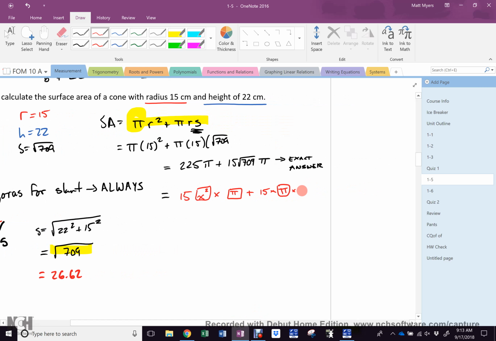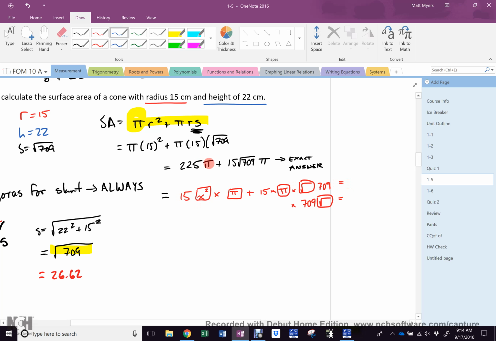Some of your calculators, you hit square root 709, and some of you hit 709 square root button. Then equals. If you make a mistake, the mistake most of you are going to make is not hitting equals. Now, before you punch that in, should you have an idea of what the answer is going to be?